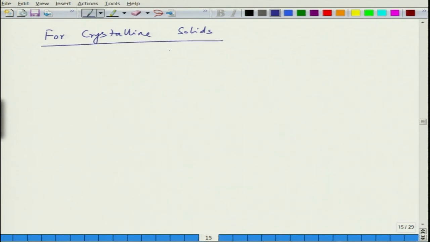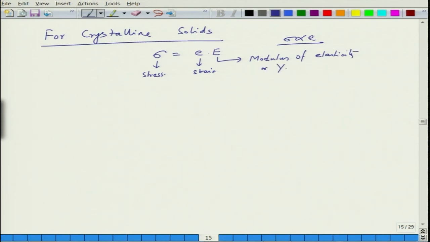for the linear region we define sigma as E into e, where sigma is the stress, engineering stress, and e is strain, engineering strain. Sigma is proportional to e, and the proportionality constant is called the modulus of elasticity, or in exact term it is called Young's modulus. Okay, this is what it is.